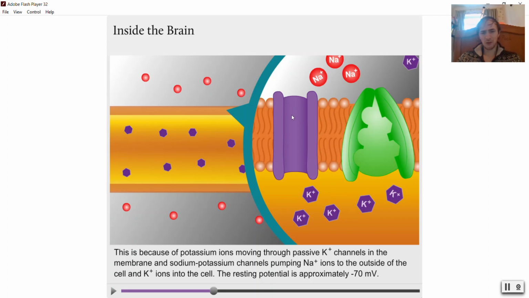I've just noticed this animation had the potassium ions diffusing in. Somebody's mismanaged that. They should be diffusing out, most definitely. And you have this resting potential of about minus 70 millivolts. I don't think that's the bit most people are struggling with.